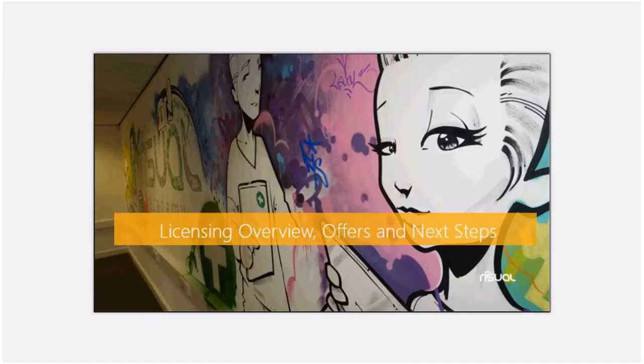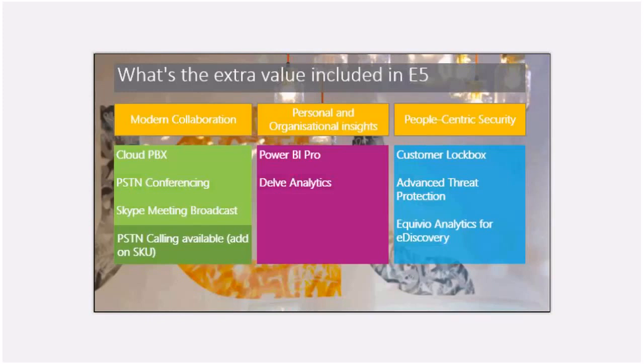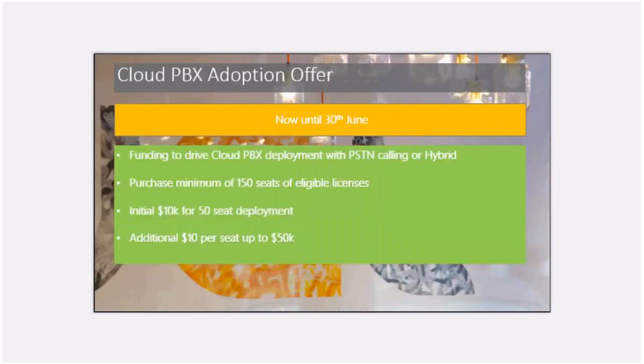If we look at the modern collaboration, the E5 license would include the CloudPBX license, unlimited PSTN conferencing license, Skype meeting broadcast, and I've also added in the bottom there that the PSTN calling is an add-on SKU, but obviously that is only relevant if you have the CloudPBX license in place.